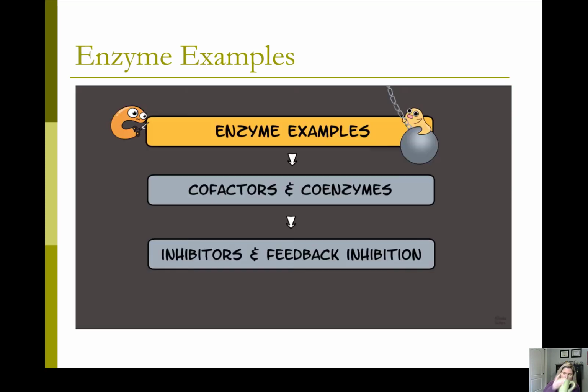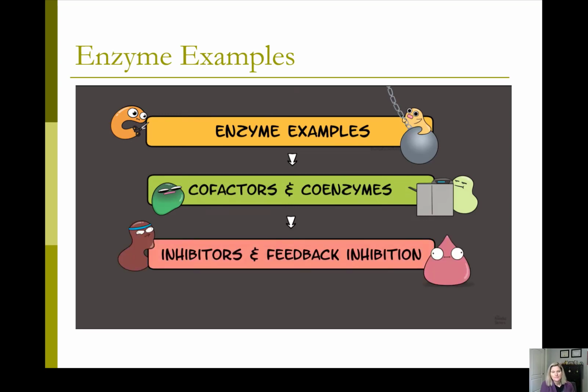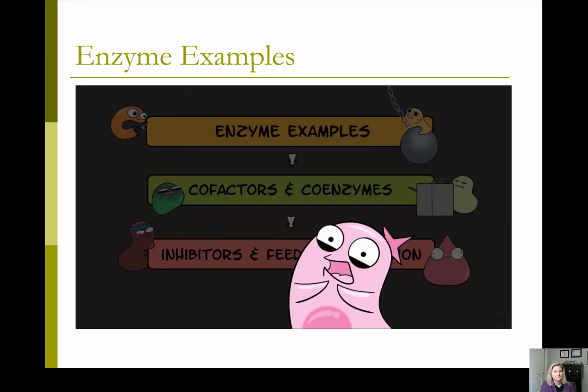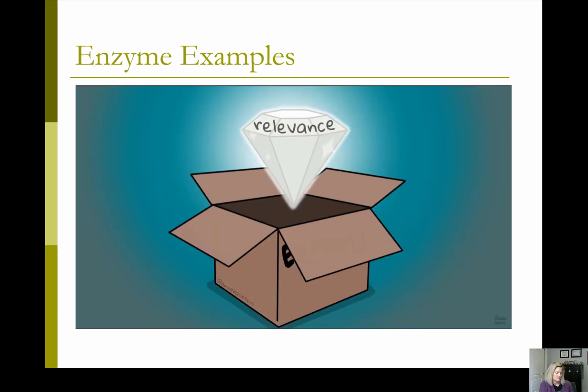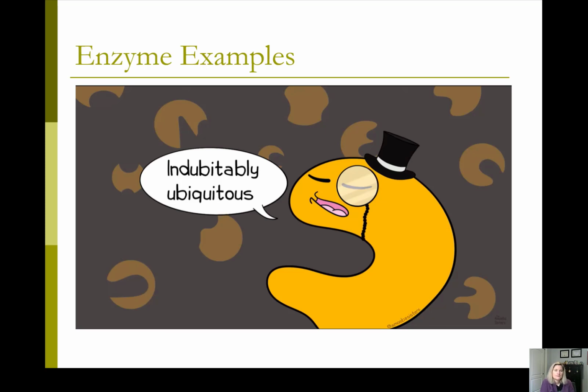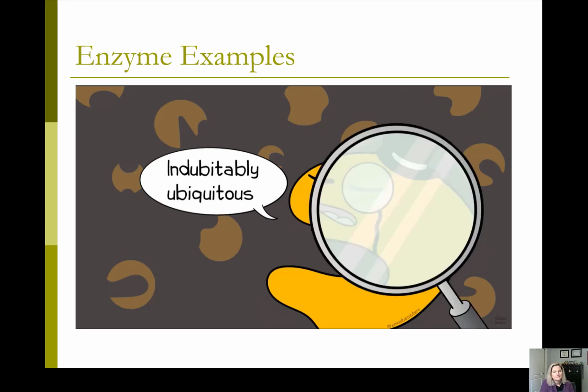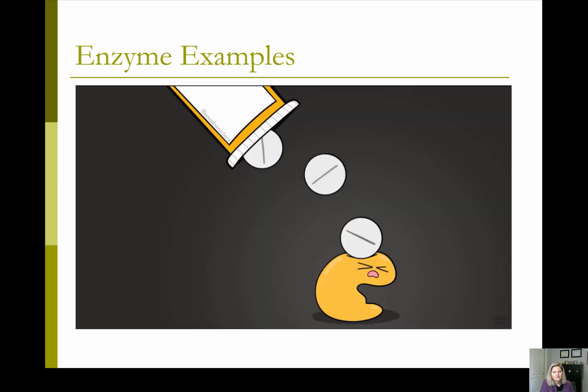So to recap, we explored some real-life enzyme examples, talked about cofactors and coenzymes, inhibitors, and feedback inhibition. But one last thing. We're big on asking why. What is the significance of learning this? So we know that enzymes are ubiquitous, that word, and they are critical for understanding biological processes. They're also important to understand because many of the medications we use to treat diseases and disorders act on enzymes.